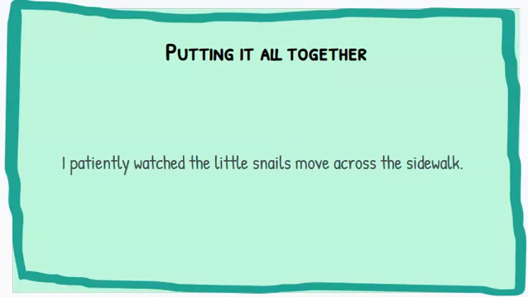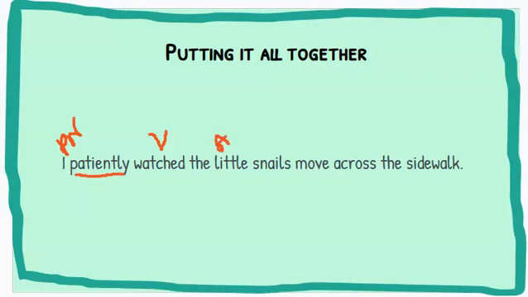If I were going to put this all together, I would say, I patiently watched the little snails move across the sidewalk. So I have my pronoun, I. Okay, patiently is my adverb here. I patiently what? I watched. All right, what did I watch? I watched little snails, so this would be an adjective.